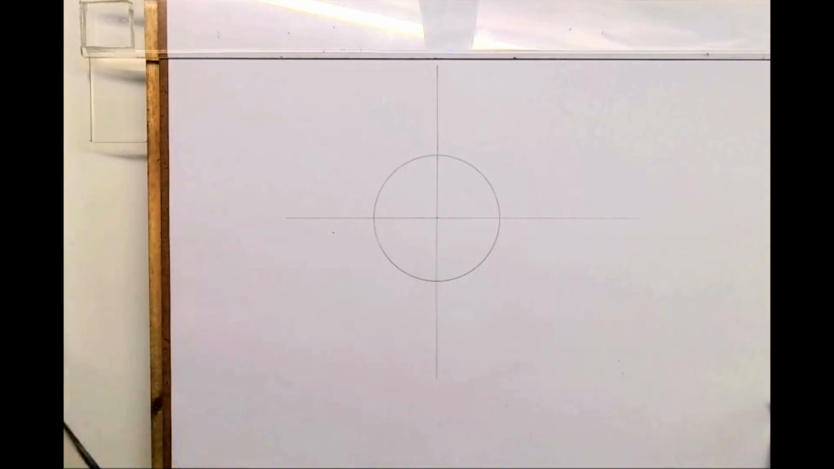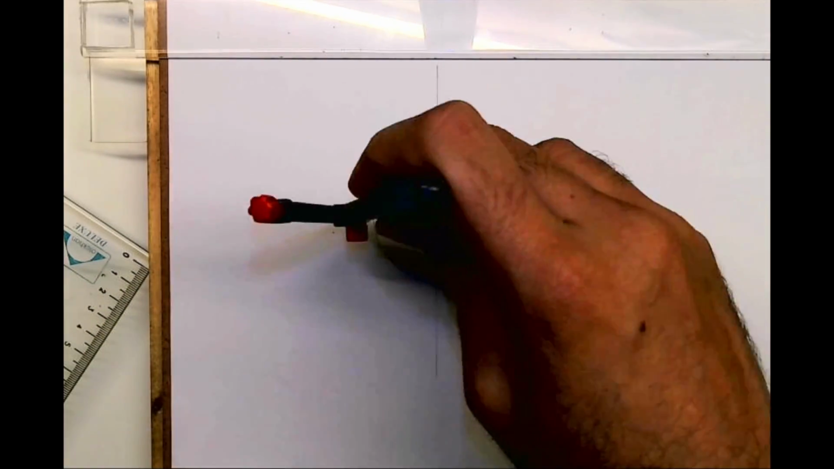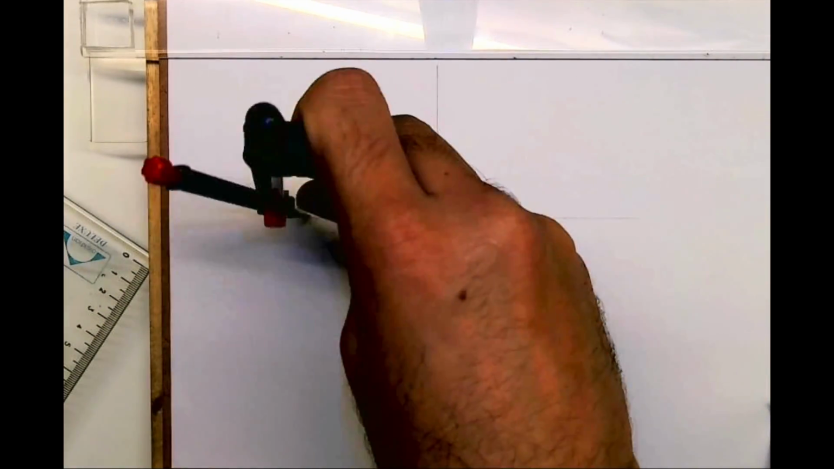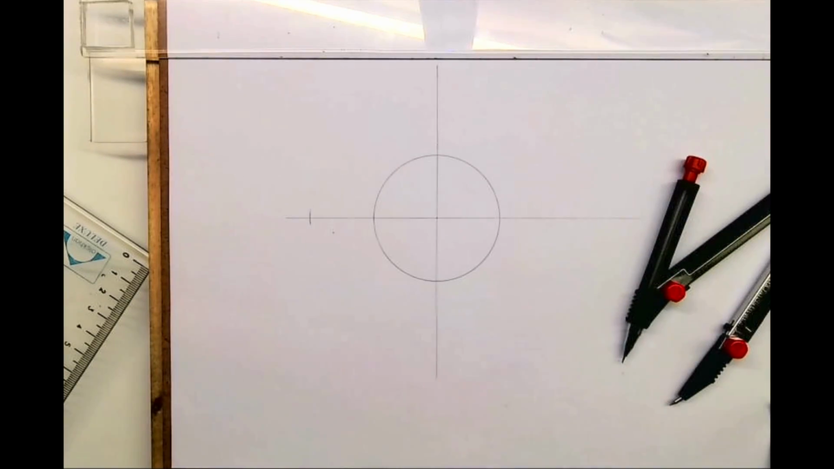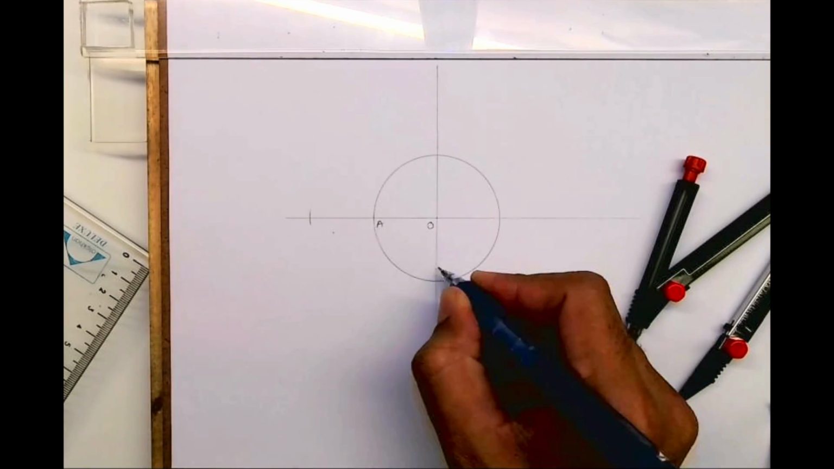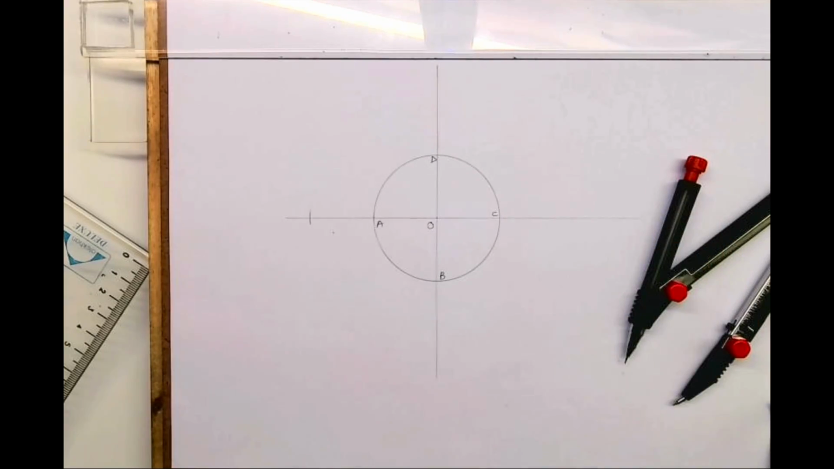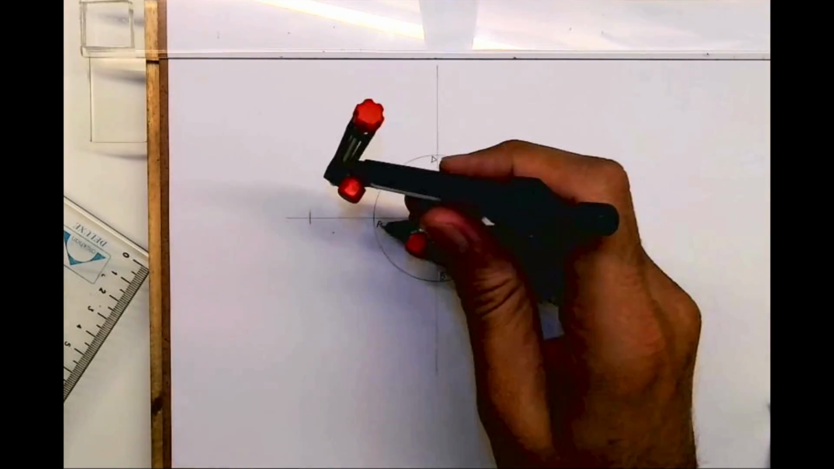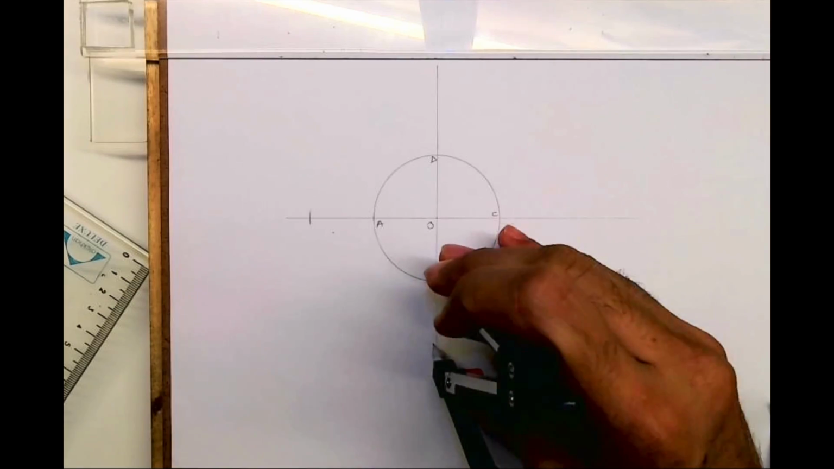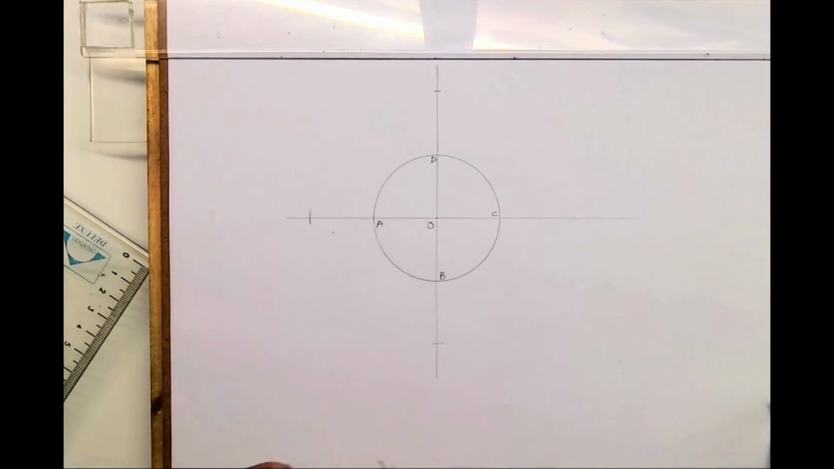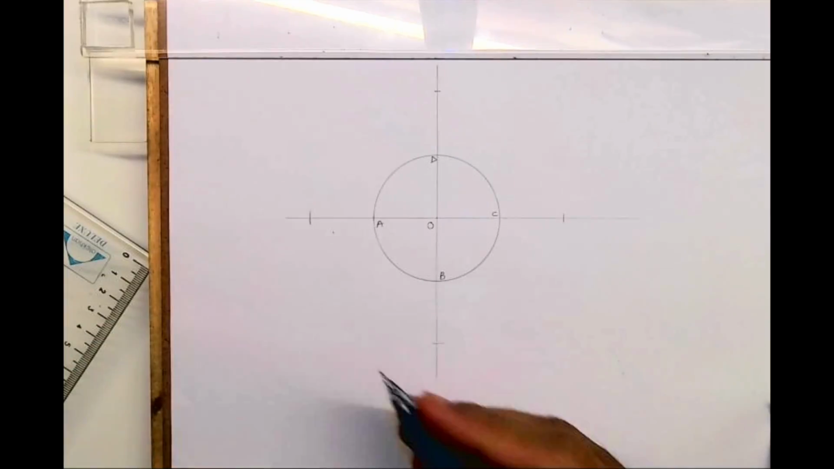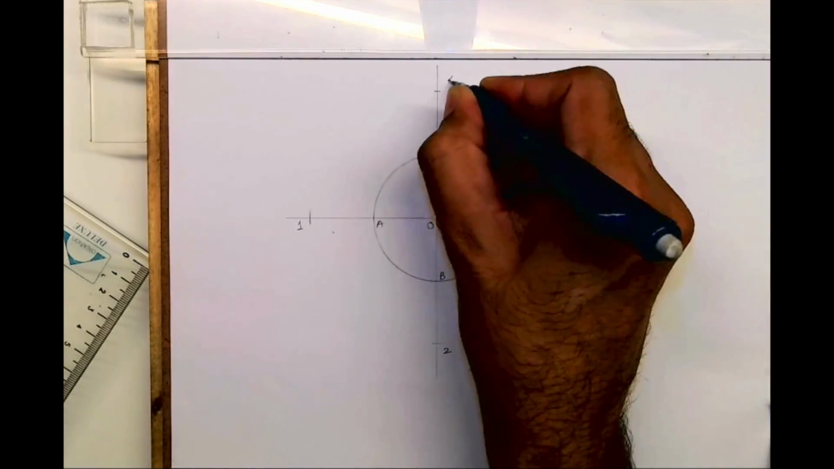Draw vertical and horizontal lines and extend them. Now we take this radius and cut from here. This point is O, A, B, C and D. So what you're doing, you're taking O to A and from A you're cutting it, from B, from D and from C. So you'll get 4 points, 1, 2, 3, 4.